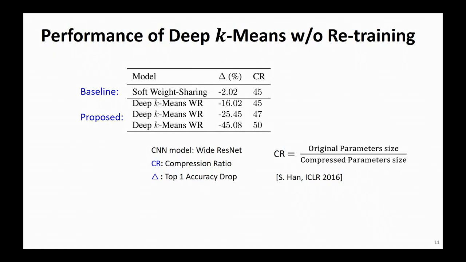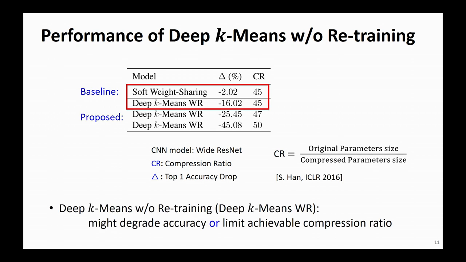To evaluate the performance of deep k-means without retraining, we compare its achieved compression ratio, CR, and the accuracy drop delta with a baseline named subweight sharing. And actually, we can find that our method, if you don't do the retraining part, will have worse performance than subweight sharing. So we start to think, can we do it better? The answer is yes.